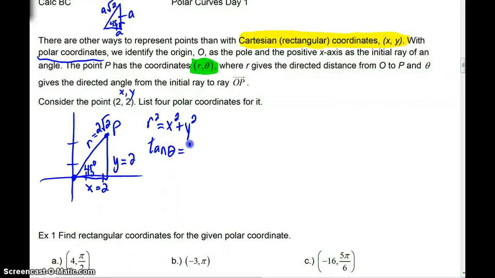If you wanted to find this angle theta, we can write this out: the tangent of that angle would be opposite over adjacent. But in any event, a polar coordinate that we could have would be r comma theta, and we need to write theta in radians: 2 root 2 and then pi over 4.